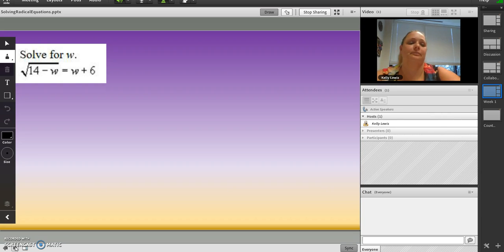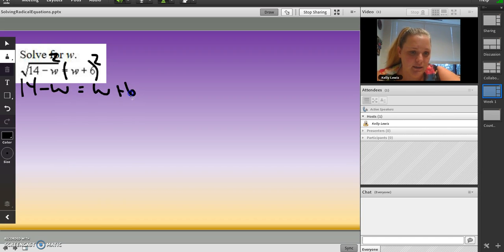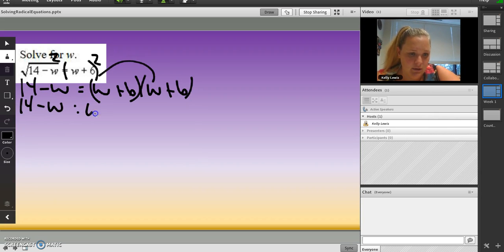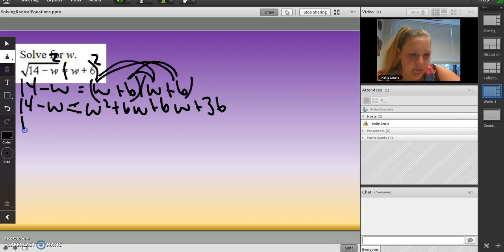Now let's try this guy. Square it. So I get 14 minus w equals (w plus 6)(w plus 6). So I get 14 minus w equals w squared plus 6w plus 6w plus 36. 6w and 6w is 12w plus 36.